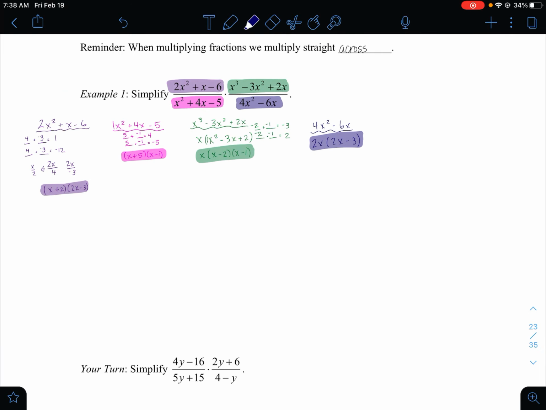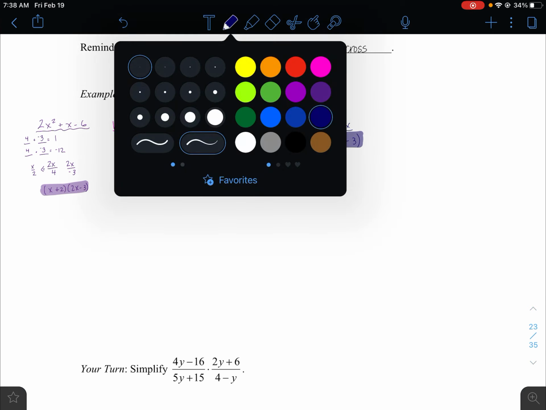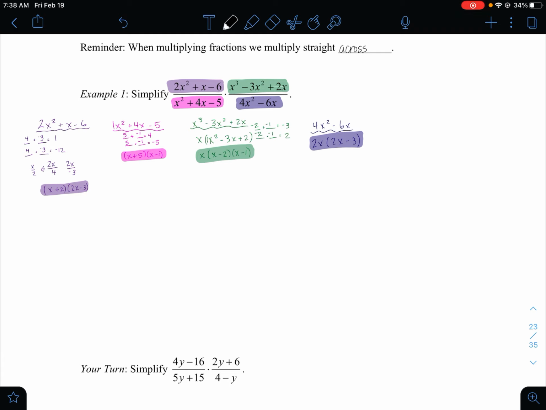Now I'm going to put all these together where they belong. In the numerator, x plus 2 times 2x minus 3, all over x plus 5 times x minus 1, times x minus 2 times the quantity x minus 1, all over 2x times the quantity 2x minus 3.